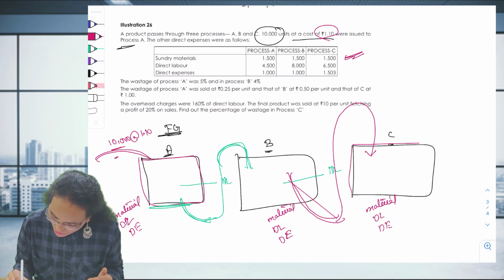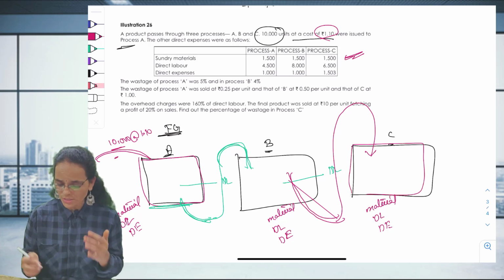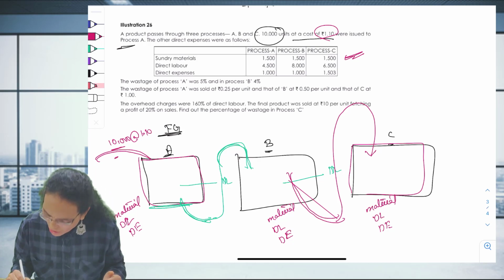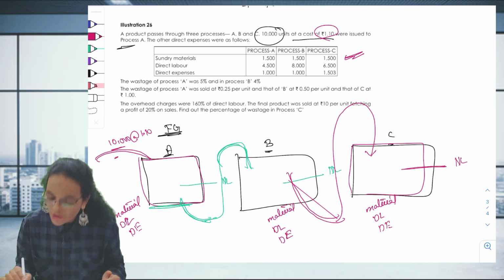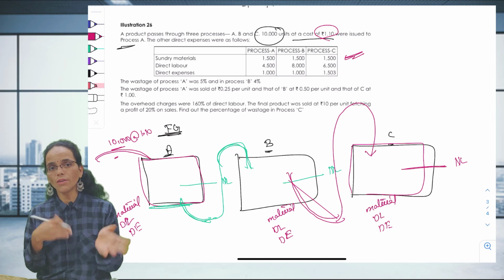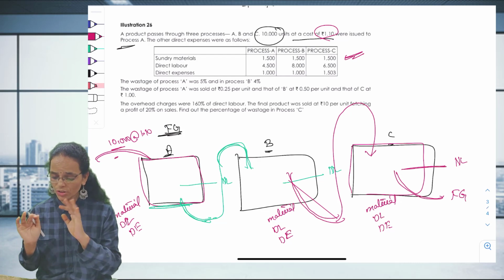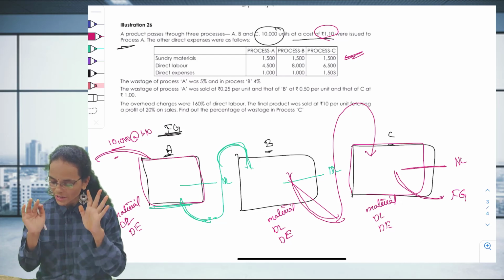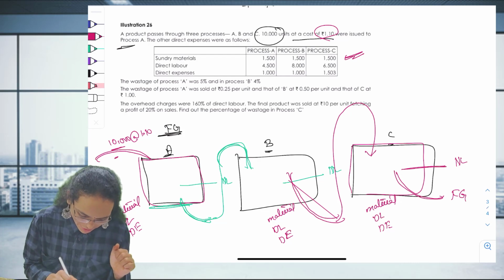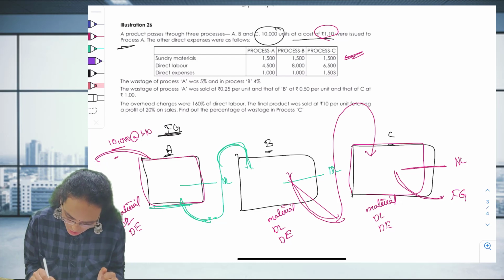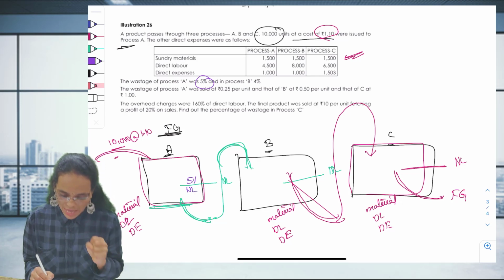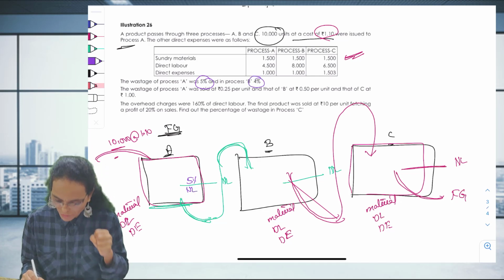So here also there will be some normal loss or abnormal loss. After the normal loss, the units will be transferred as finished stock. But here the information is given. What is the normal loss at the first level? That is 5%. Normal loss is 5% in the first process, and in the second process 4%.